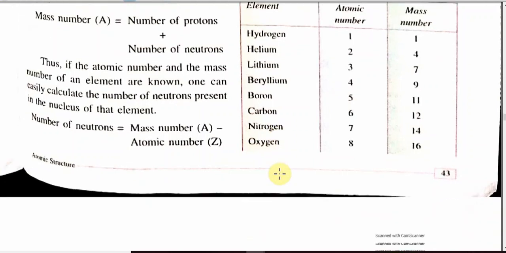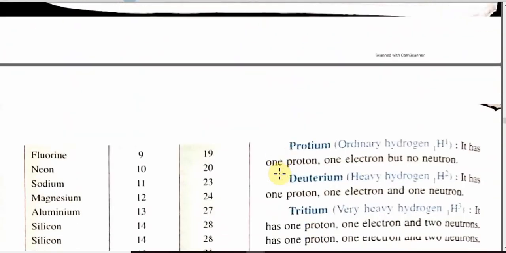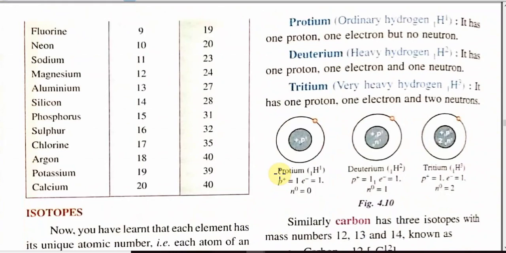Let us scroll down to the next part of the table. You can see here are also some more entries. Just for example, we have aluminium. The atomic number of aluminium is 13. The mass number of aluminium is 27. So, the number of neutrons in aluminium will be 27 minus 13, that is 14.